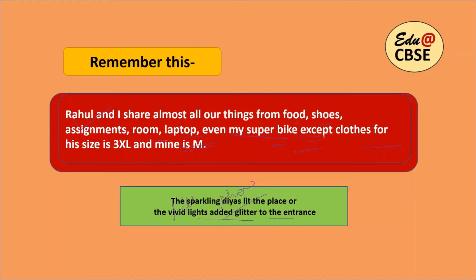Except. Now with this word except, you grab the attention of the reader. When they're sharing their food, their shoes, their assignments, room, laptop, and even the super bike, then what is there that they are not sharing? Except clothes. Why? For his size is 3XL and mine is M. So here, the glaring difference. You have forced the reader to paint a picture of Rahul on one side and the narrator on the other side. Rahul is 3XL and the narrator is M. You are showing, you are not telling. So this is what you have to do. While you are editing, you've written sentences, try to change the sentences so that they are not simply telling, but they are showing.